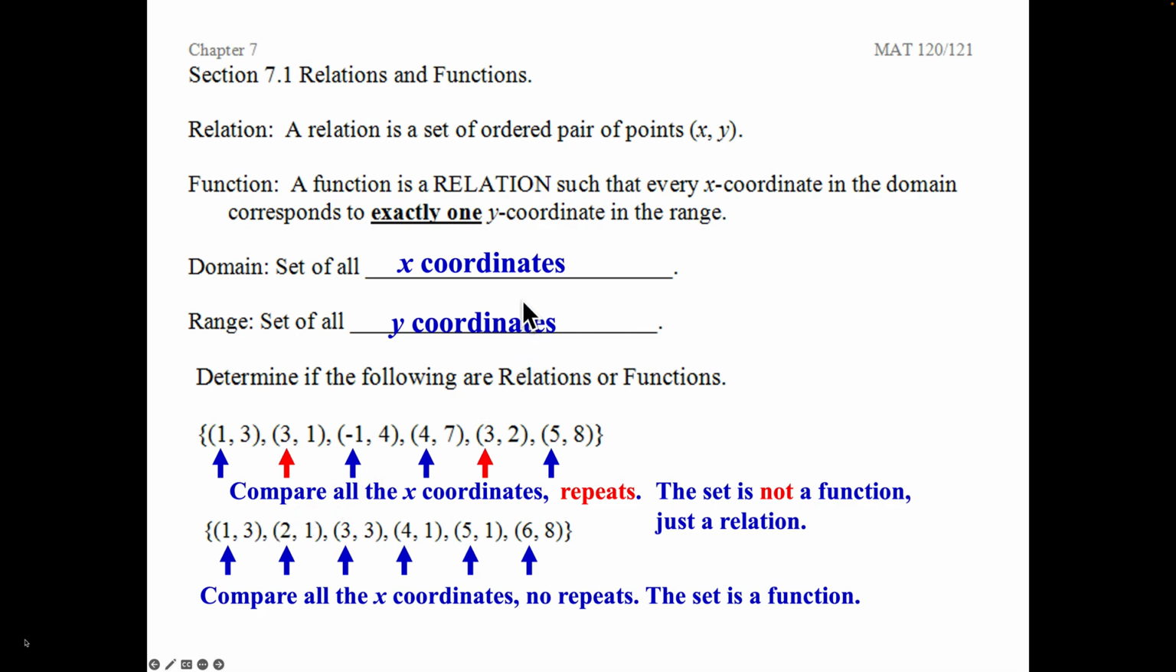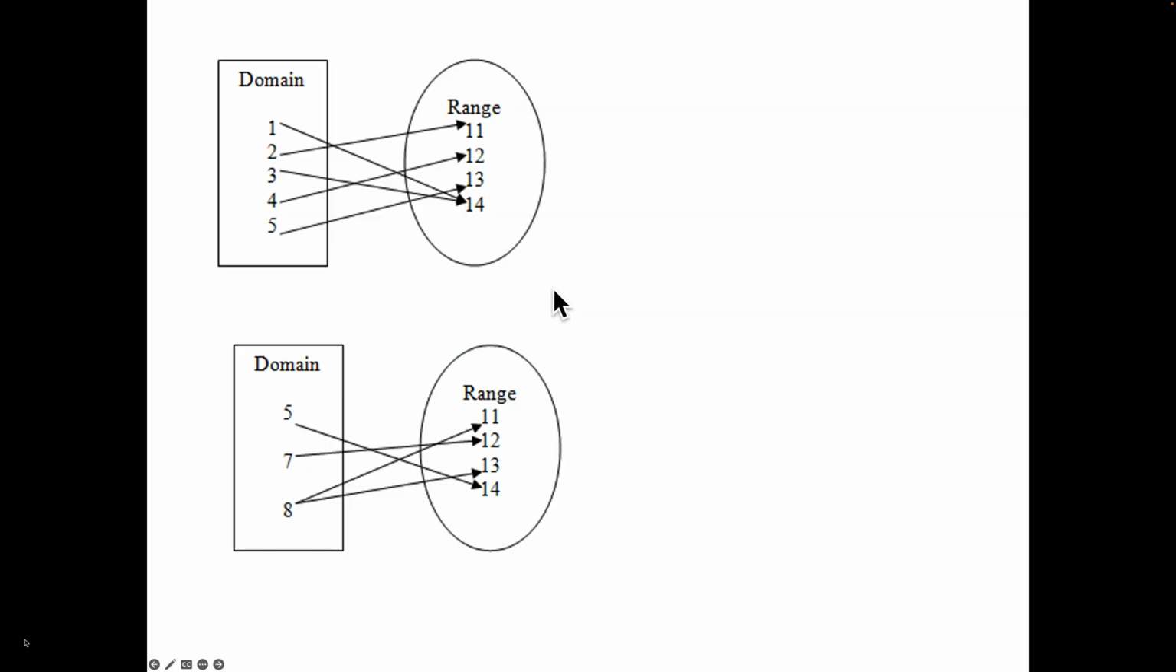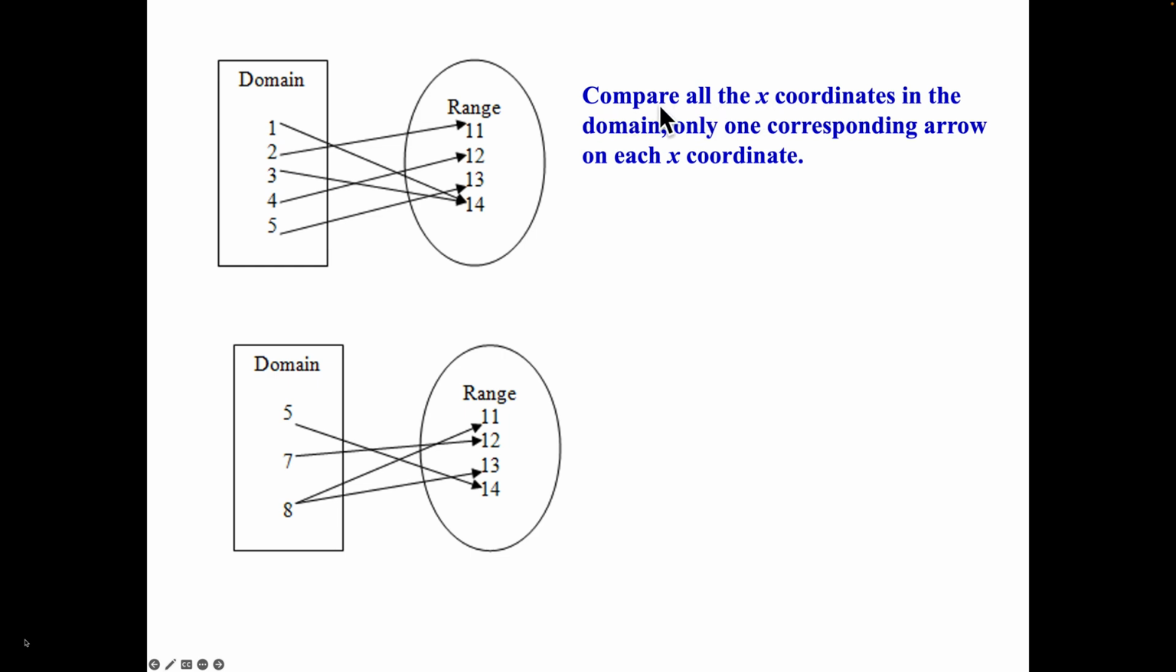The next way they'll write this out is they're going to give you what we have here, our charts or tables, or a corresponding table, if you will. Traditionally, the rectangle represents the domain, so these are all the x coordinates. The oval represents the set of all your y coordinates. So what we want to do is compare, do the x coordinates in the domain only have one corresponding arrow in each x coordinate?